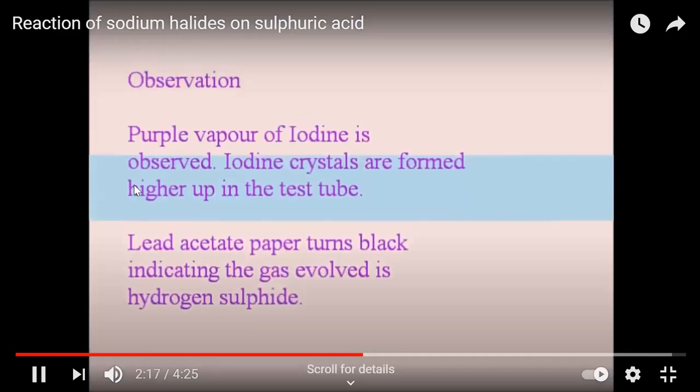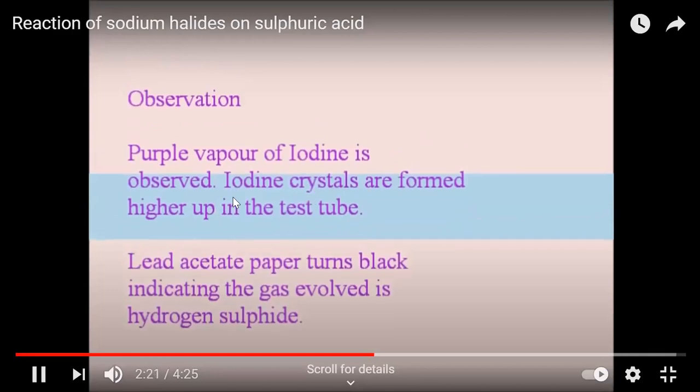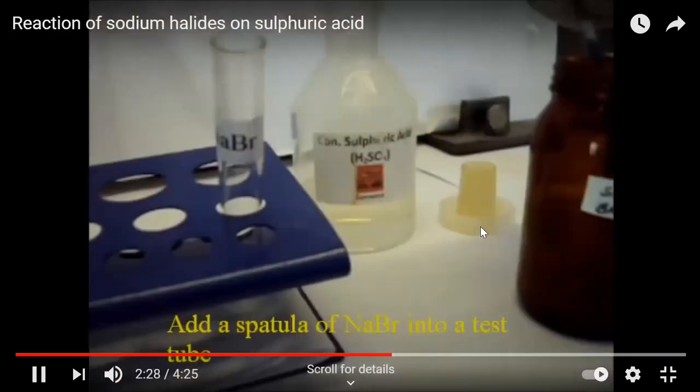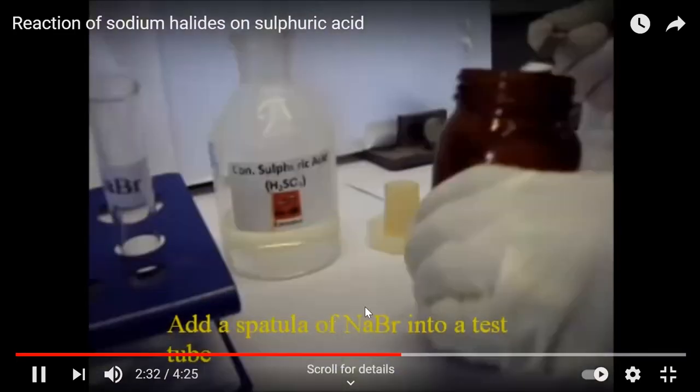So purple vapor of iodine is observed. Iodine crystals are formed higher up in the test tube after sublimation. The purple vapors then sublime, form the iodine crystals. But normally for us, we are interested in the purple vapors. Look at the last reaction between sodium bromide and sulfuric acid.